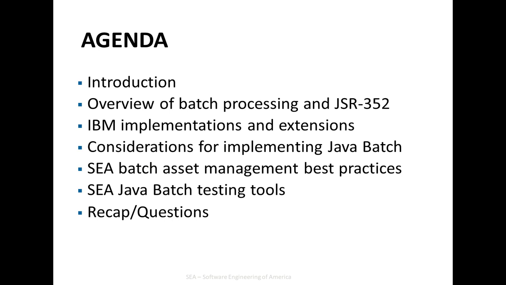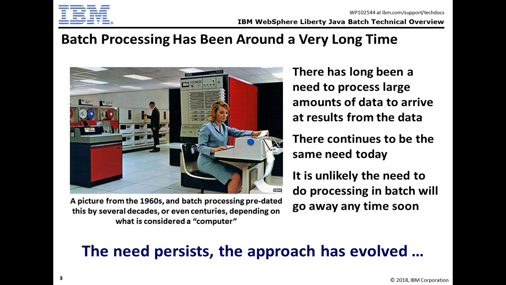So I'm going to open up by just talking a little bit about batch and why you maybe want to do that in Java and how that led us to JSR 352, which is the open standard for Java batch. Then we'll go into some of the details of JSR 352, take a look at some of the pieces in there and how it works, and then take a quick look at the IBM implementation of JSR 352 inside WebSphere Liberty and some of the operational extensions that we've added. Then I'll hand it off to Sal, and he's going to talk about some considerations for implementing Java Batch and what SEA has done in that space.